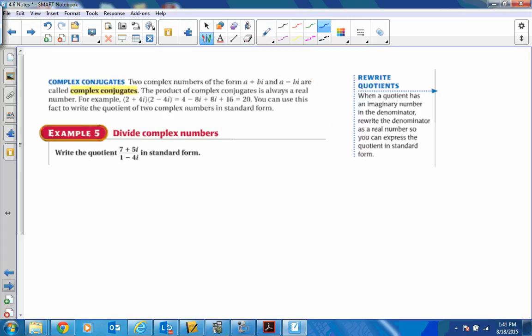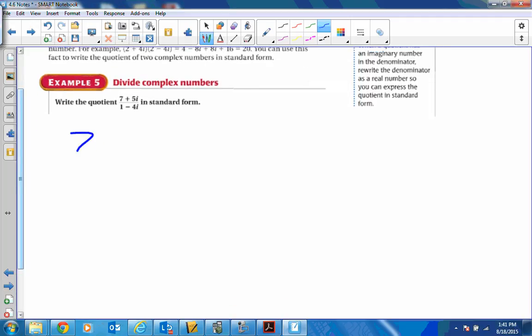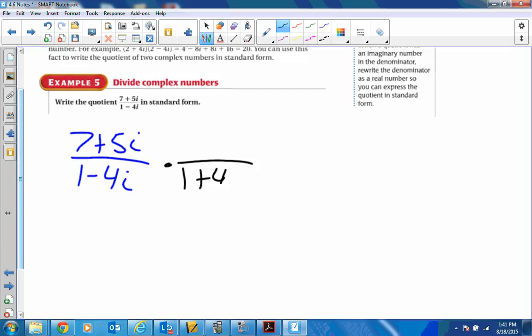Dividing complex numbers, you have to multiply by the complex conjugate, just like we did in 4.5 when you had to get rid of a radical on the bottom. You have to do that for imaginary. So the complex conjugate of the bottom, if you have 7 plus 5i over 1 minus 4i, would be 1 plus 4i. And it's the same rule as earlier.